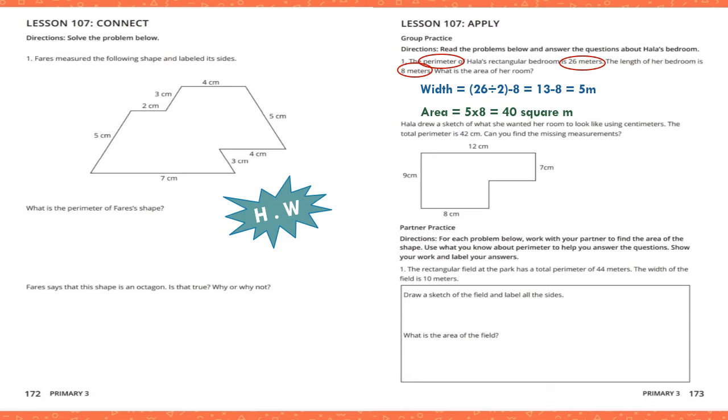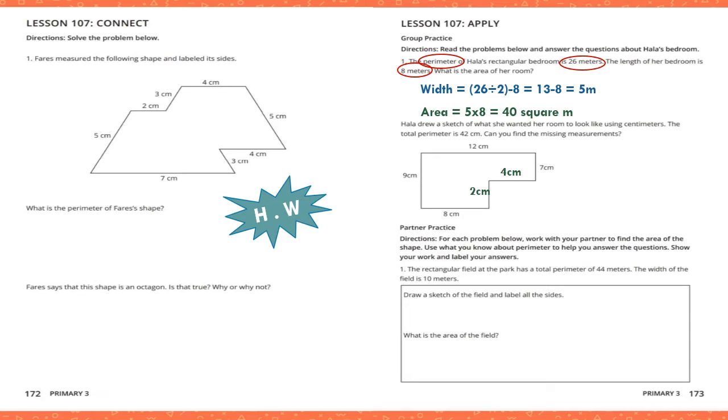Hala drew a sketch of what she wanted her room to look like using centimeters. The total perimeter is 42 centimeters. Can you find the missing measurements? Here I want you to imagine a full rectangle. So each two opposite sides will be equal. So 12 minus 8 will be 4 and 9 minus 7 will be 2.